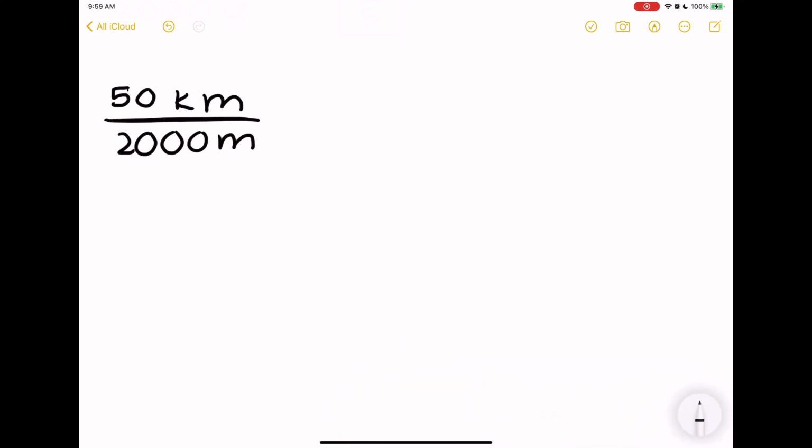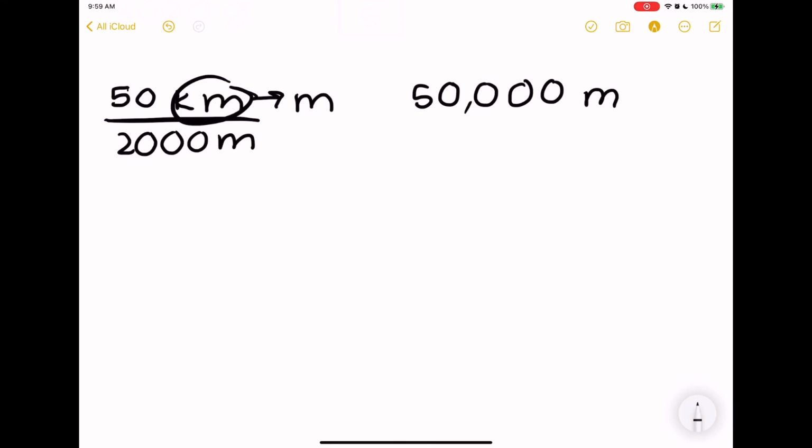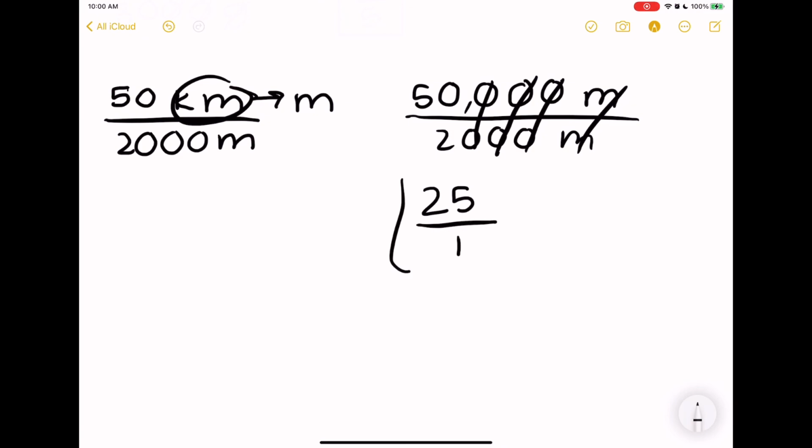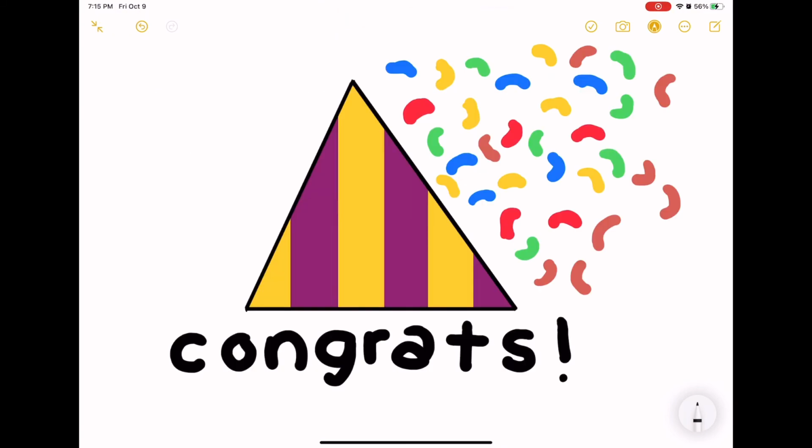And remember, you can write any of these answers as fractions or with a colon. So next, we need to put both of them in meters, and then we'll get 50,000 meters. And when we simplify, we'll get 2 over 5.